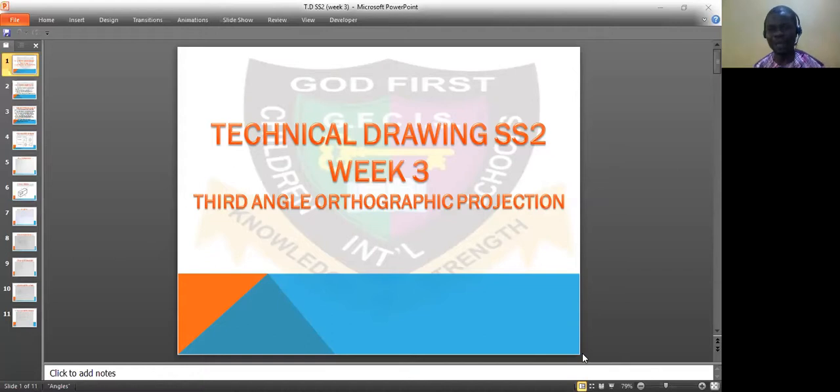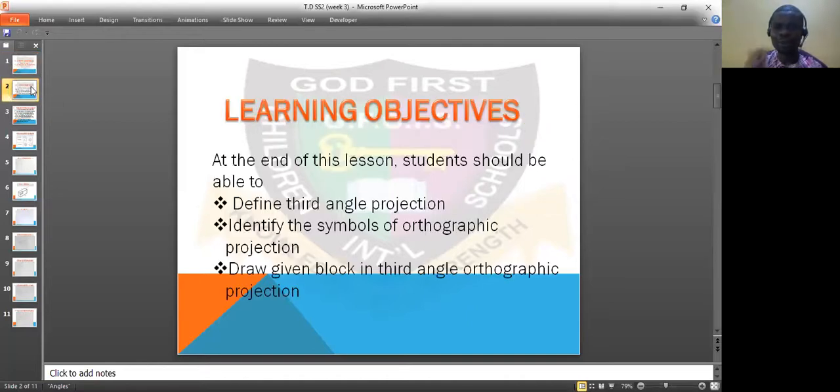Before we go further, as we normally do, let us share together the objectives for this lesson. That is what we intend to achieve at the end of this lesson, talking about the learning objectives. At the end of this lesson, you should be able to define third angle projection. You should be able to identify the symbols of orthographic projection.